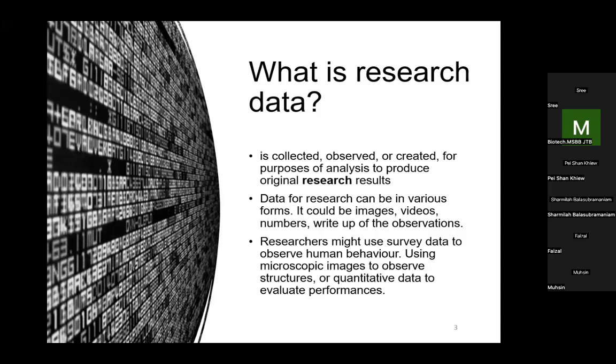So data for research can be in various forms. It could be in terms of images. If you do some observations, you can take pictures, or you do scanning, observe through the microscope, or observe through normal observation using your eyes or cameras. You can get images or videos. Or in terms of numbers, so usually we collect numbers for quantification data. We quantify it based on the numbers. Then we write up the observation, which could be from the interviewing process and so on.